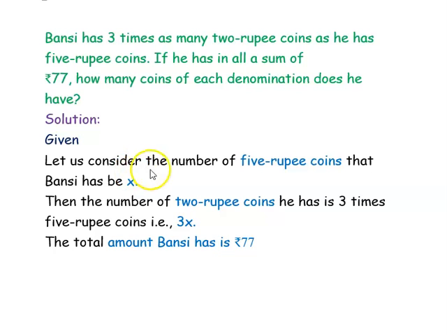Now let us consider the number of 5 rupee coins that Bansi has to be x. Then it is given that the number of 2 rupee coins he has is 3 times the 5 rupee coins. So we have taken 5 rupee coins as x, so 2 rupee coins are 3 times 5 rupee coins. So it will be 3x. The total amount Bansi has is rupees 77.